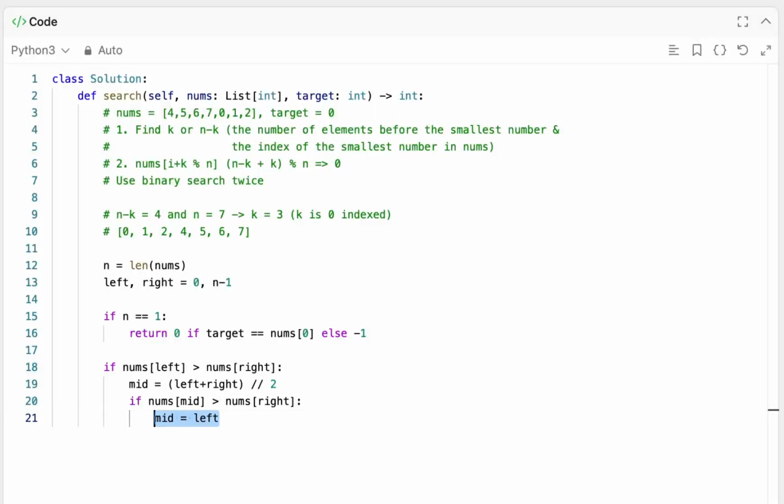Left, so that we can look into the right side. Else, there's no way this will be equal to this one, because we know that the elements are distinct. So we have mid that becomes right. Because what does it mean? It means that nums mid is strictly inferior to nums right. For example, if we take this one, mid is inferior to right. So the answer is on this side, right?